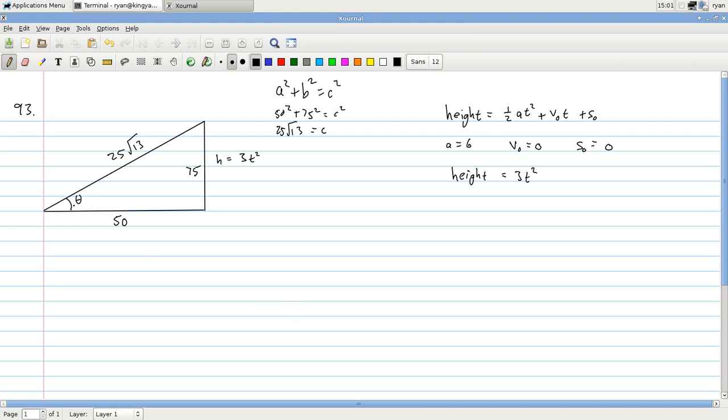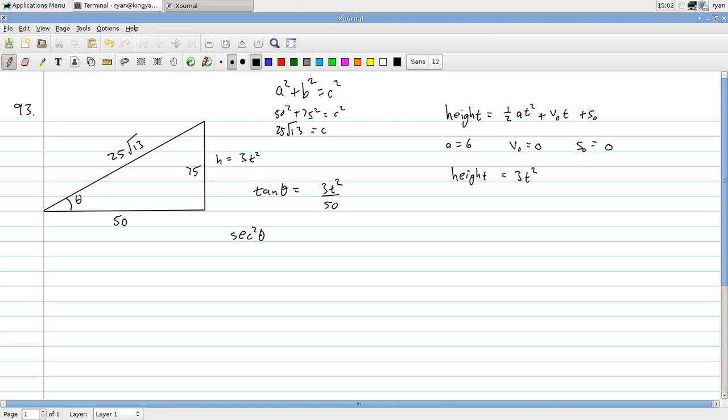Now I want to somehow get this angle theta involved, and I can use the two sides that were given here. I know that the tangent of theta is opposite over adjacent. Opposite is 3t squared. Adjacent is 50. And this 50 does not change because the observer isn't walking toward the rocket. He's not walking away. This distance stays 50 feet, whereas the height is changing, 3t squared. We've got our formula. Now we can take derivatives.